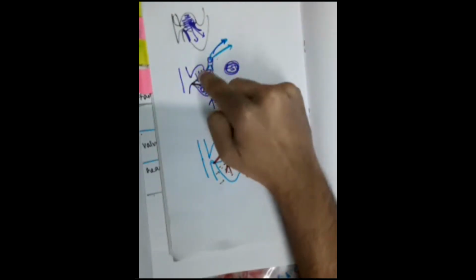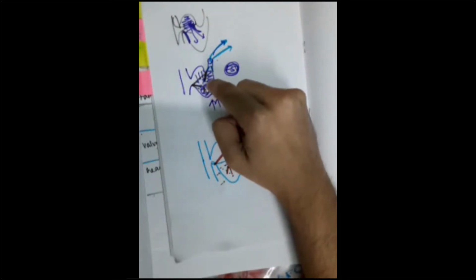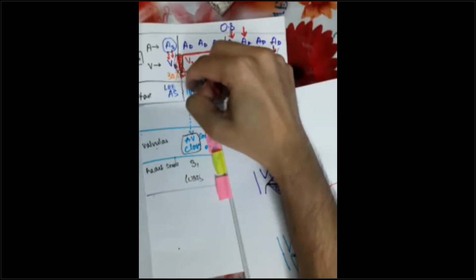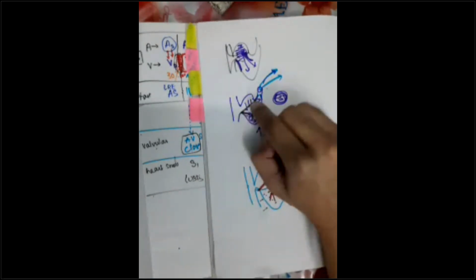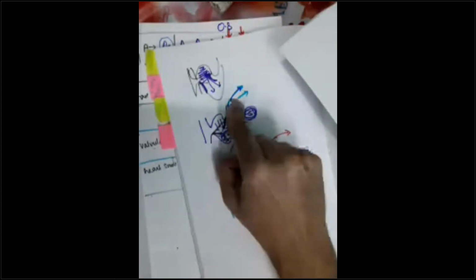For this AV valve to close, there should be a rapid increase in pressure. Which phase does it correspond to? My isovolumetric contraction. Due to the rapid increase in pressure, in the middle of my isovolumetric contraction, this AV valve is closing. So at the end of isovolumetric contraction, due to increase in pressure, which valve will open? Semilunar valve has opened. So blood will now be pumped out.